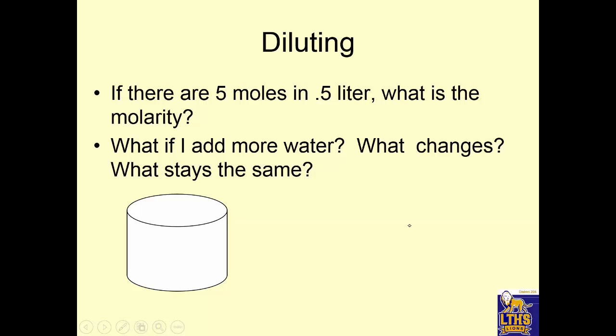Okay, so we can dilute solutions ourselves. What if there are 5 moles in 0.5 liters of a solution? What is the molarity? Okay, so we'll just say this is half a liter, and we have 1, 2, 3, 4, 5 moles. So what's the concentration? Well, concentration is molarity. Molarity equals 5 moles divided by liters, 0.5 liters. The concentration of this solution is 10 molar. Well, that's pretty concentrated, right?